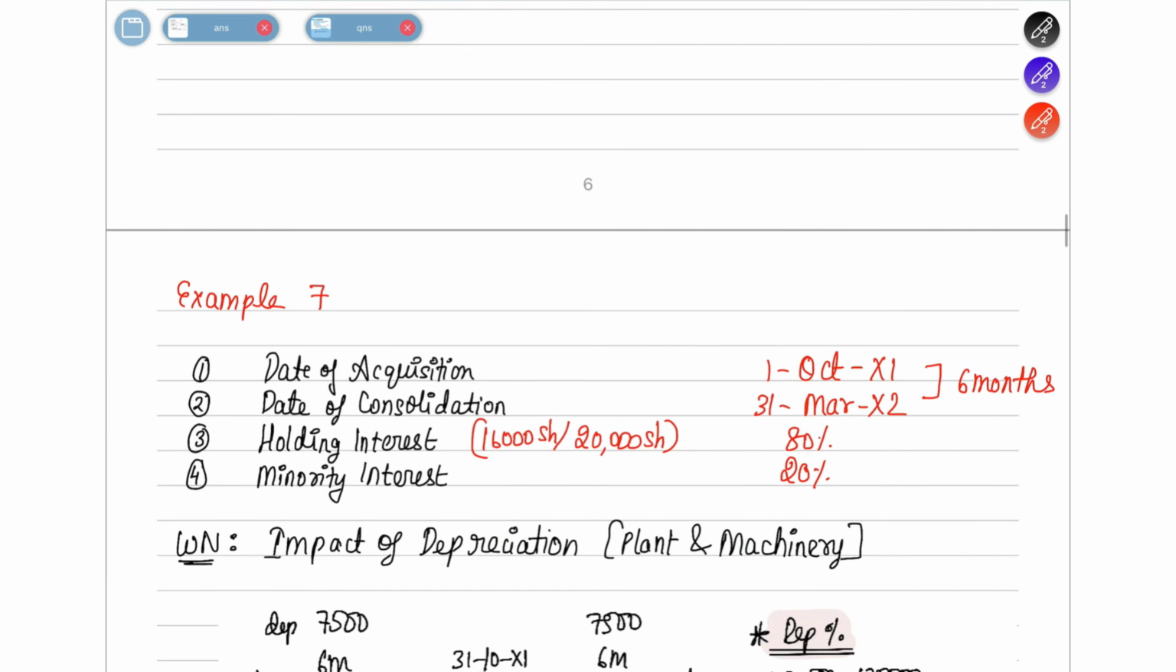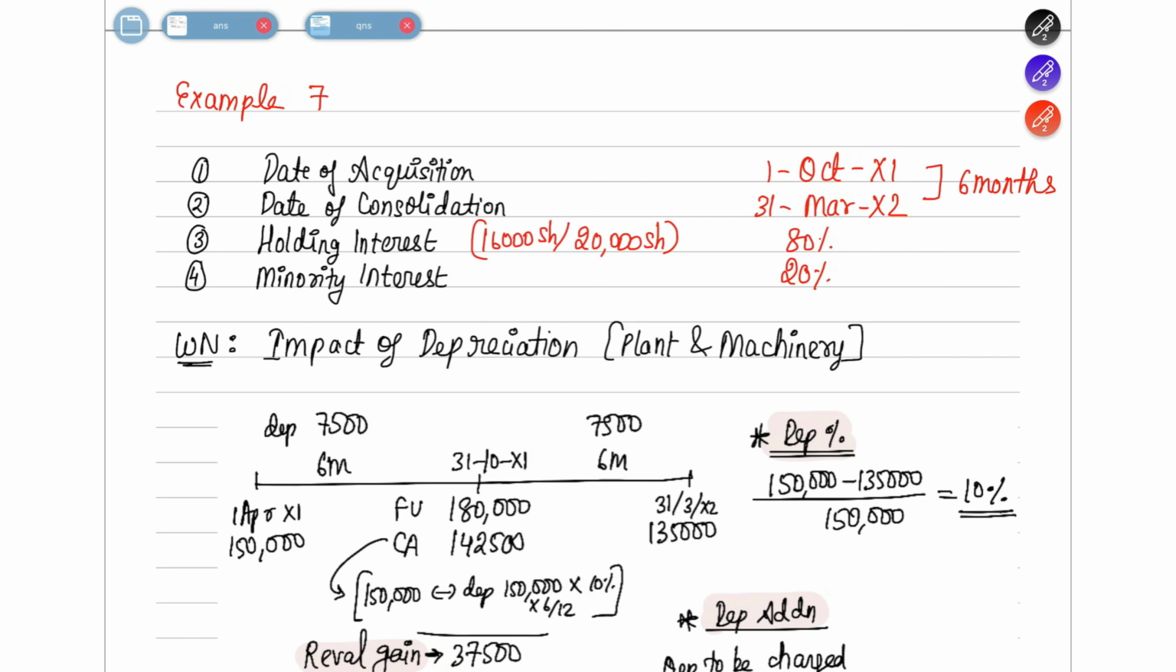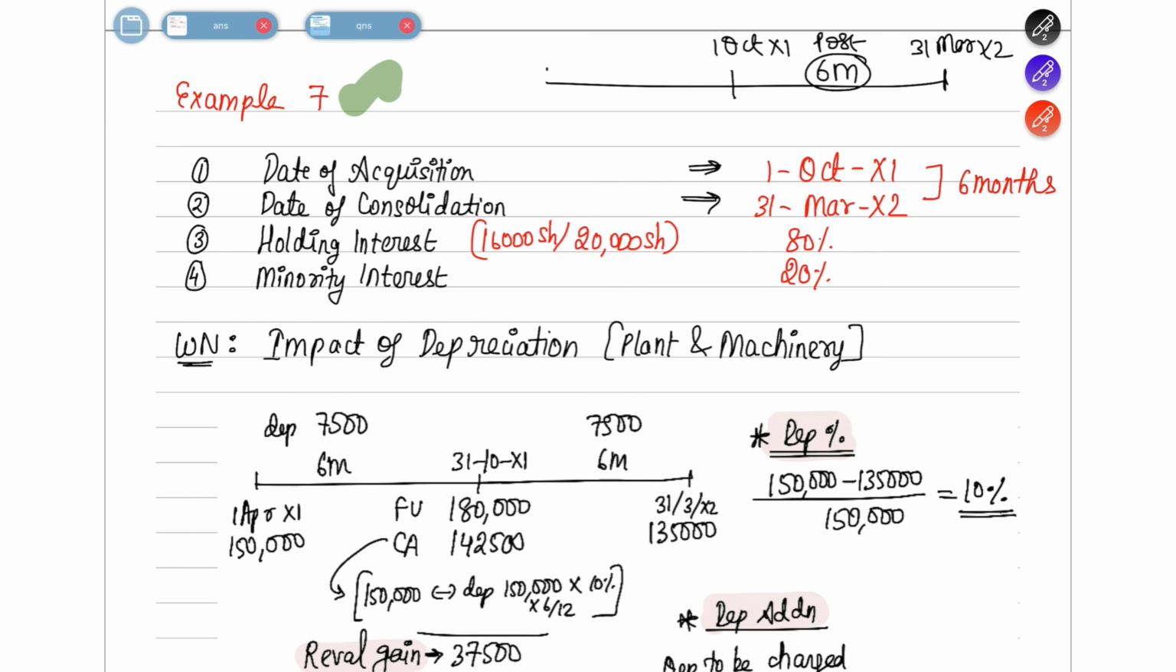So this is your example number 7. Like we saw, the date of acquisition was on 1st October. So I'll draw a timeline here again. So 1st October 1 was the date of acquisition, and in the question they have given you the date of consolidation. The date of consolidation is usually 31st March only. So 31st March 2 is your date of consolidation. So there is a time period difference of 6 months. So this 6 months is your post period, which means that your starting should be 1st April 2001, and you have a pre period of 6 months also. So there's a 6 months pre period and 6 months post period. Okay, that is what I've written here.